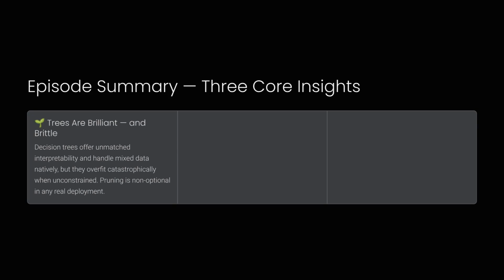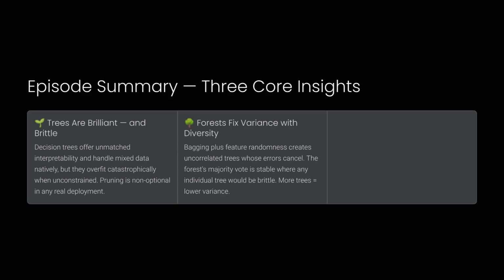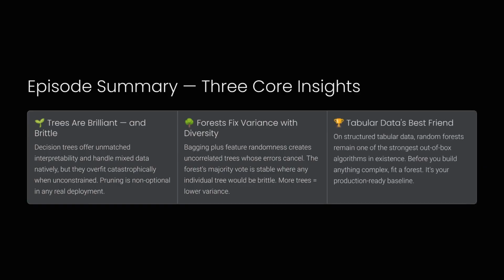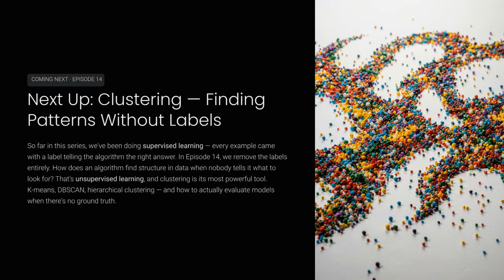In summary, decision trees are brilliant but brittle. They require pruning. Random forests fix variance by introducing diversity. For structured tabular data, random forests are an essential production-ready baseline model. Next up is episode 14, where we cover unsupervised learning and clustering.